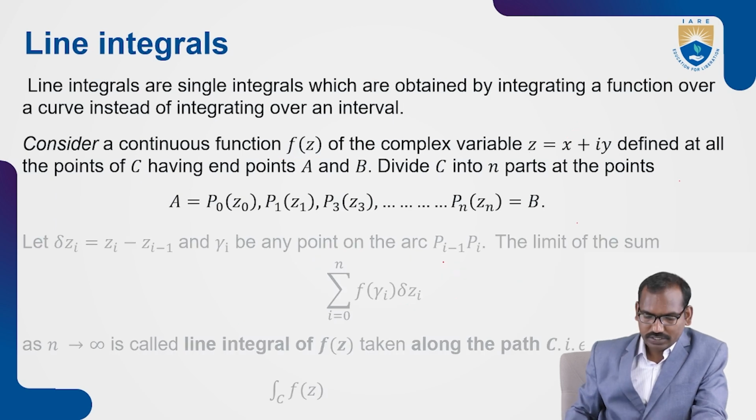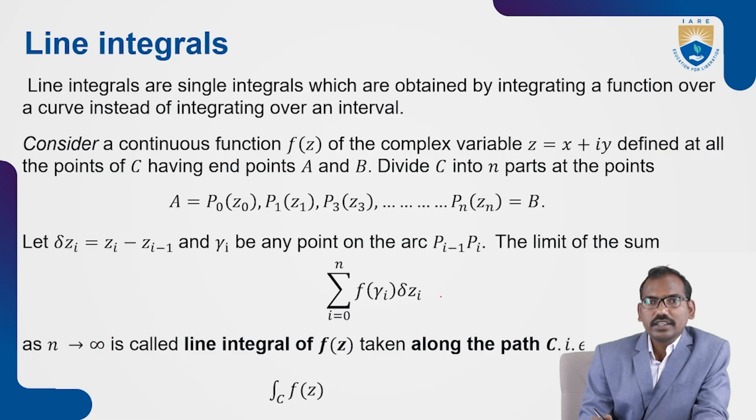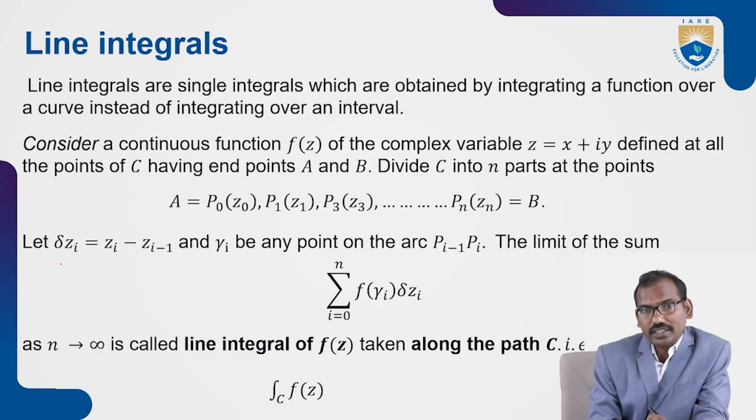Now you will see how it is defined. Here we will take delta Zi. Delta Zi is defined as Zi minus Zi minus 1. It's the difference of two consecutive points we are dividing. So Zi and Zi minus 1 are two consecutive points. So this is the length of the ith interval, you can say. And there is another point we are taking. This is gamma i, be any point on the arc Pi minus 1 and Pi. Any point on the arc.